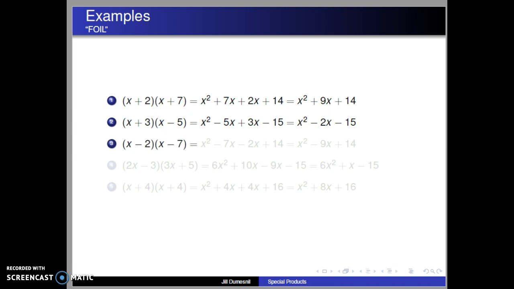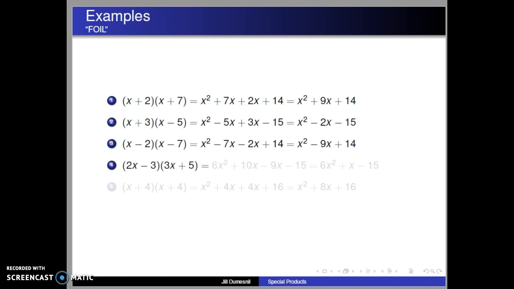To multiply x minus 2 times x minus 7, we multiply the first two terms, the outer two terms, the inner two terms, and the last two terms. Then collecting like terms produces x squared minus 9x plus 14.